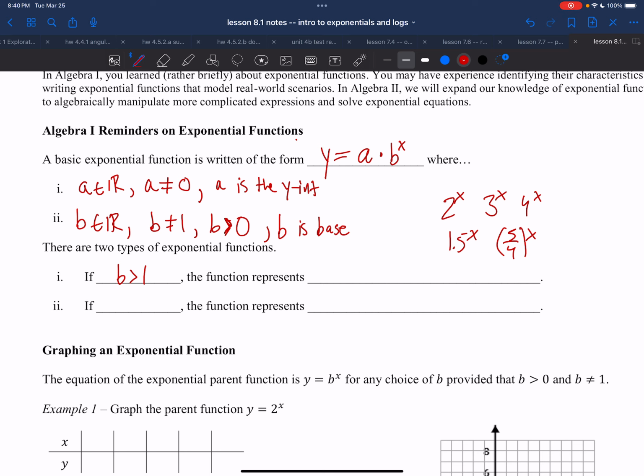If this happens, you see b is called the growth factor of your exponential, which is to say that is what you're multiplying by every time. If you do 2 to the x, 2, 4, 8, 16, you're doubling this, right? So if it's more than 1, you're multiplying by a quantity that's going to increase your y values. That means this would be called exponential growth. It's going to grow or increase.